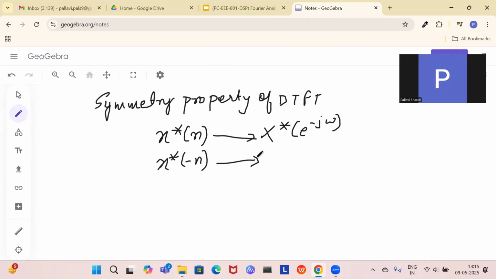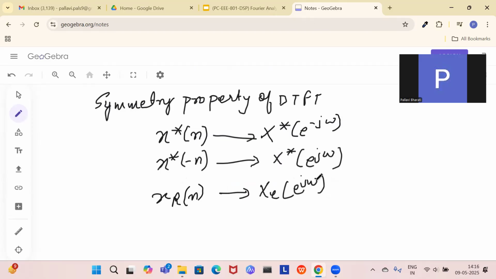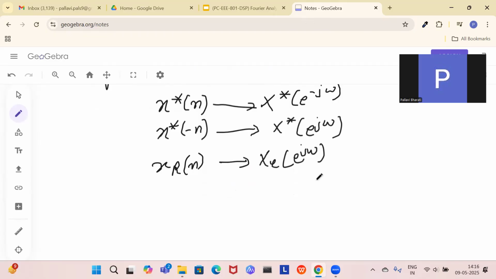Now this is going to become x star e to the power of j omega. Next is the real part of this x n. That is going to become the even part of x of e to the j omega. The odd part, not, the imaginary part, this is the real part.